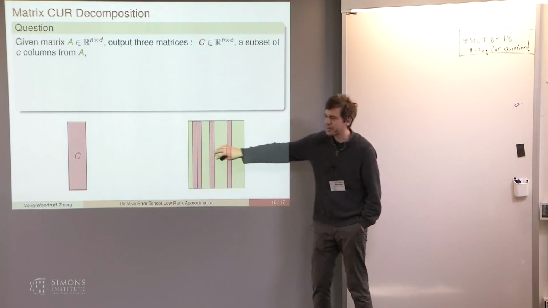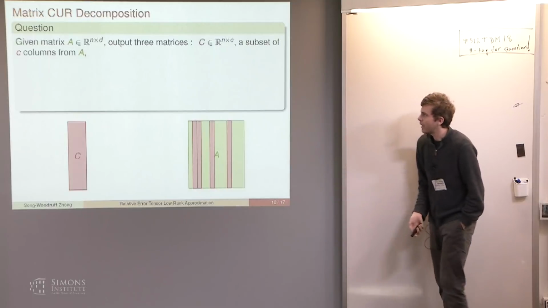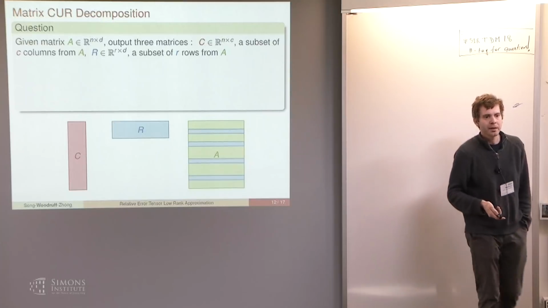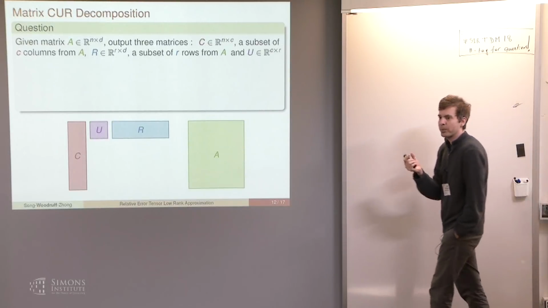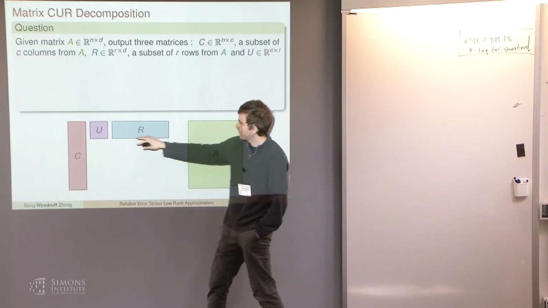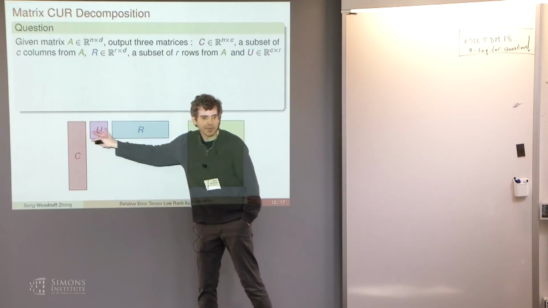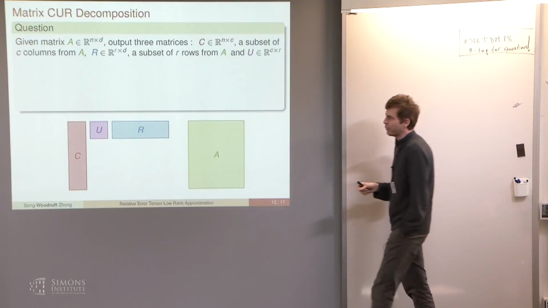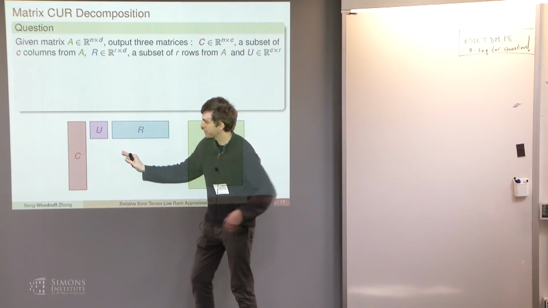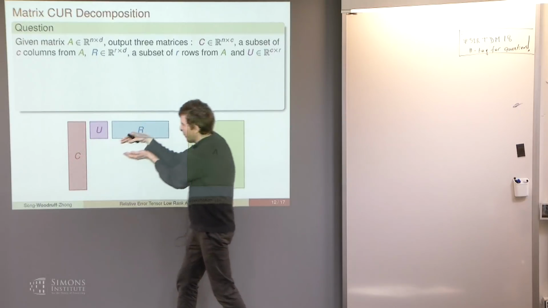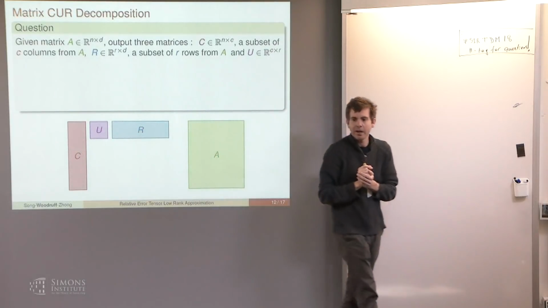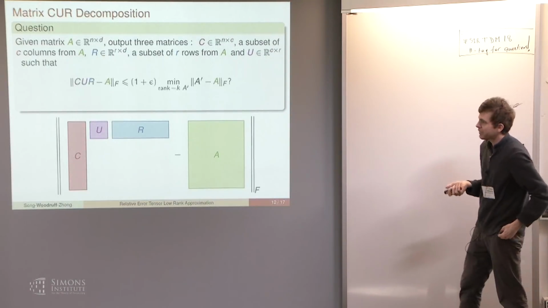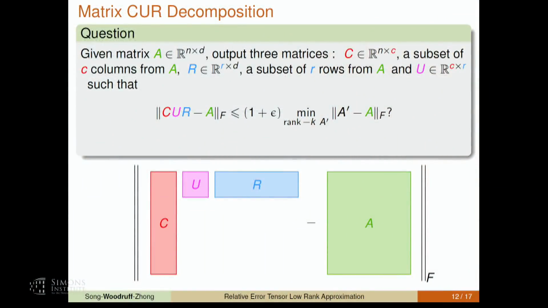C is a small subset of columns of A. R is a small subset of rows of A. And U is just some arbitrary tiny connecting matrix, so that C times U times R has the right dimensions. Typically, you want U to be rank k. So C is going to have slightly more than k columns, R will have slightly more than k rows. But if U is rank k, this will still be a rank k approximation. And the goal is just for this to be a good rank k approximation.